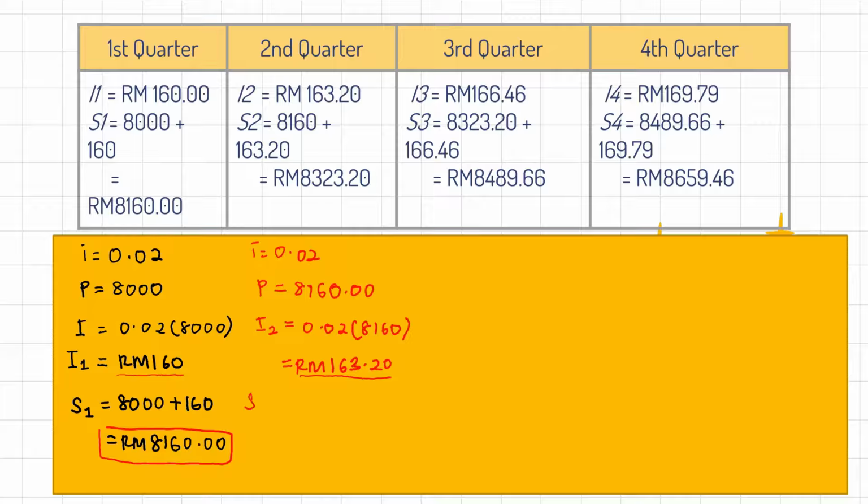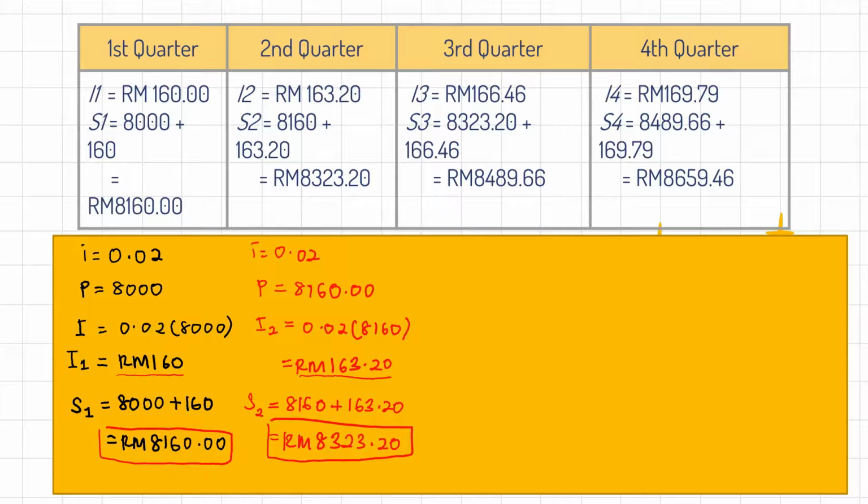So the amount will be 8,160 plus the value of interest, 163 ringgit and 20 cents, will be equal to RM8,323 and 20 cents. So this will be the amount that you get in the second quarter.